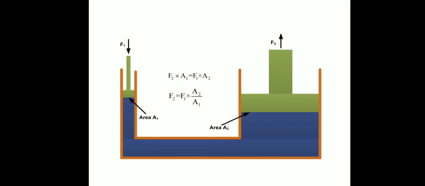So from Pascal's law, pressure in all directions is the same. F by A is nothing but pressure. So F2 by A2 is equal to F1 by A1, which gives F2 equal to F1 into A2 by A1. So this is from Pascal's law.